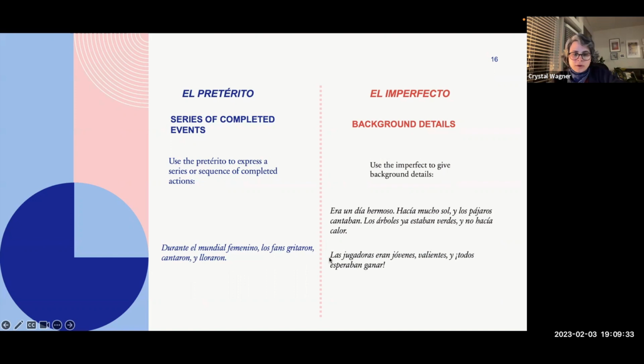As opposed to this one. This could also be in the same day, right? In the same event, describing these players during this Women's World Cup. Las jugadoras eran jóvenes, valientes, y todos esperaban ganar. So the players were young, brave, and everybody wanted or hoped to win. You can use that either way. So in this sense, we can use both of these tenses even in the same paragraph together, and there is no conflict between them because they have both different functions.